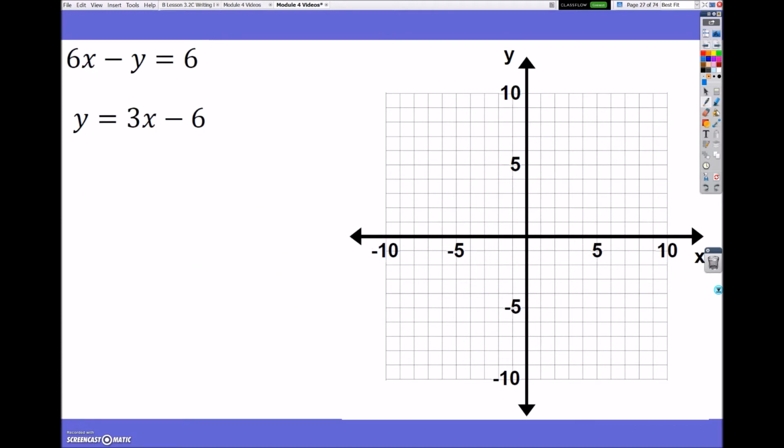I have 6x minus y equals 6, and y equals 3x minus 6. With this one now, what we can do is, the first one's in standard form, so it would be 6x minus 0 is equal to 6, which would just be 6x equals 6.